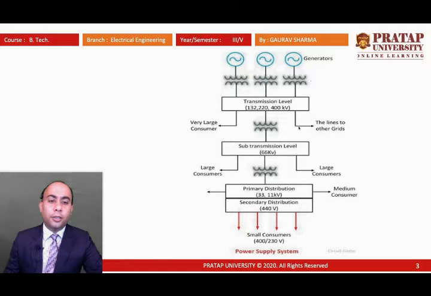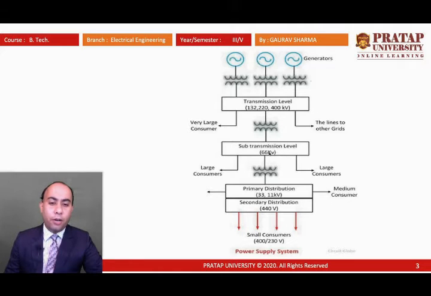So after the 400 kV, we are supplying to different areas, like here in the block diagram you can easily see the line to the other grid. This 400 kV is supplying to the other grid, or to very large consumers. Now this 400 kV we are stepping down to 220 kV or 132 kV. Here it is written 66 kV.